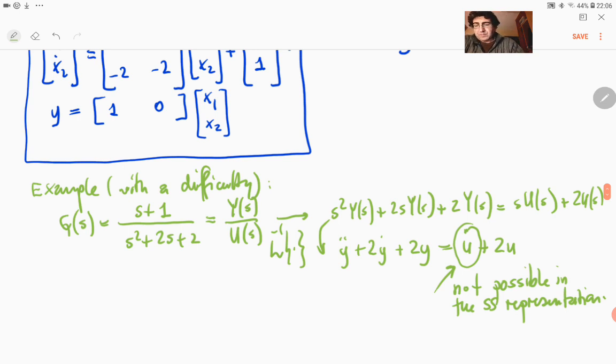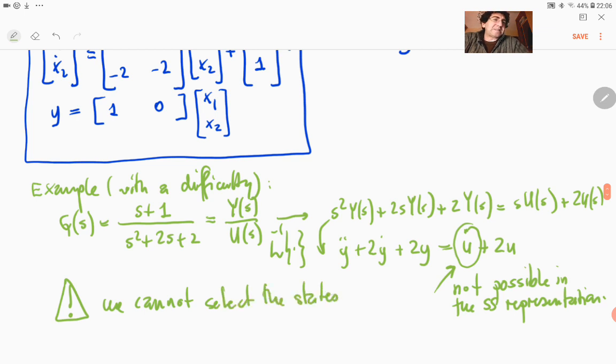Therefore we cannot select the states as per our previous selection as y and y dot. In fact, I'm going to show you in a minute that in this case we need a much more complicated state selection in order to be able to somehow merge this derivative of the input inside the state, so that we can derive the state space representation.